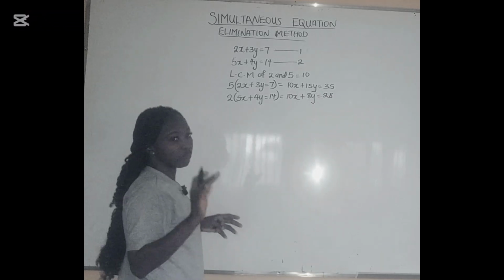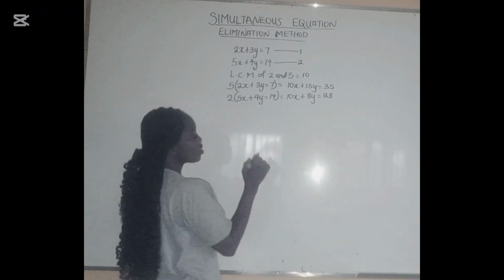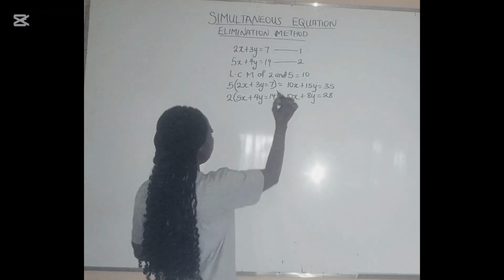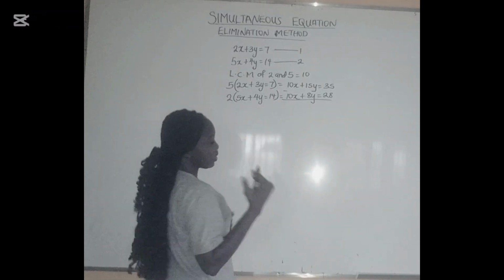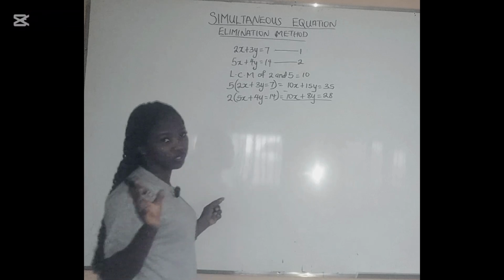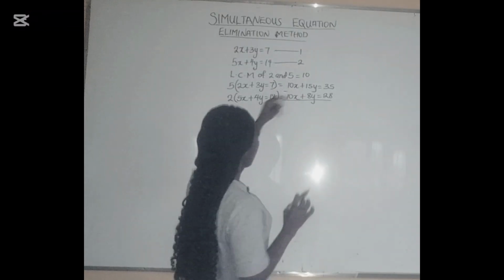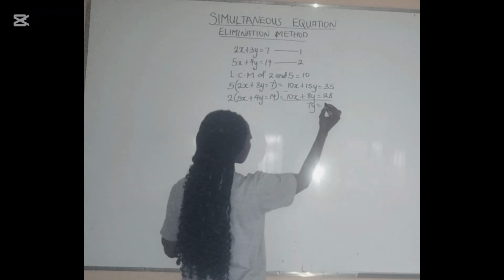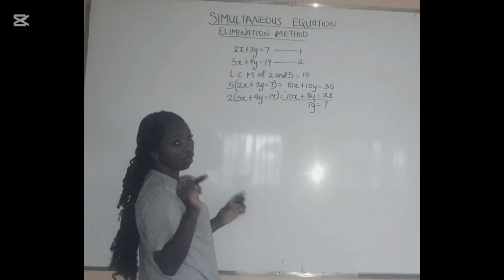Remember, I said I want to eliminate, meaning I want to remove one of the variables. So I'm going to do 10x take away 10x, which is 0, so I don't need to write it because we don't have 0x. 15y take away 8y is 7y, and 35 take away 28 is 7. After this, we solve our algebra.